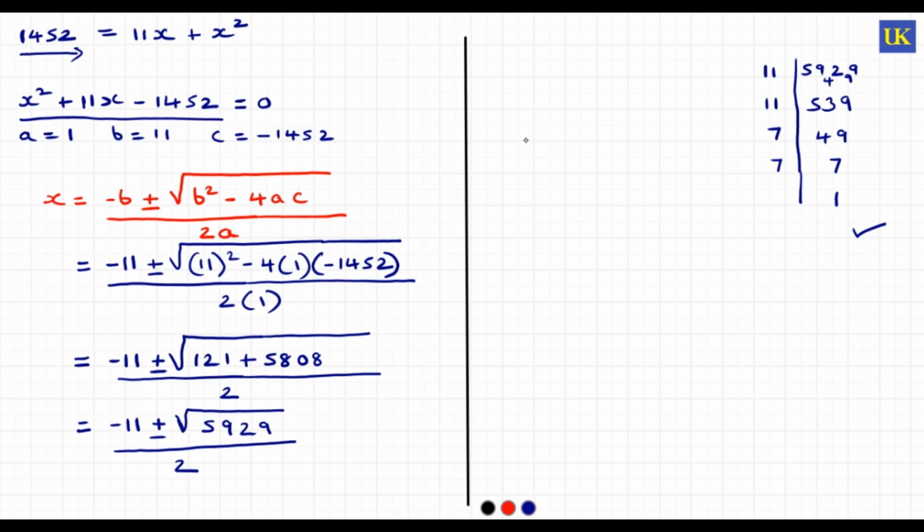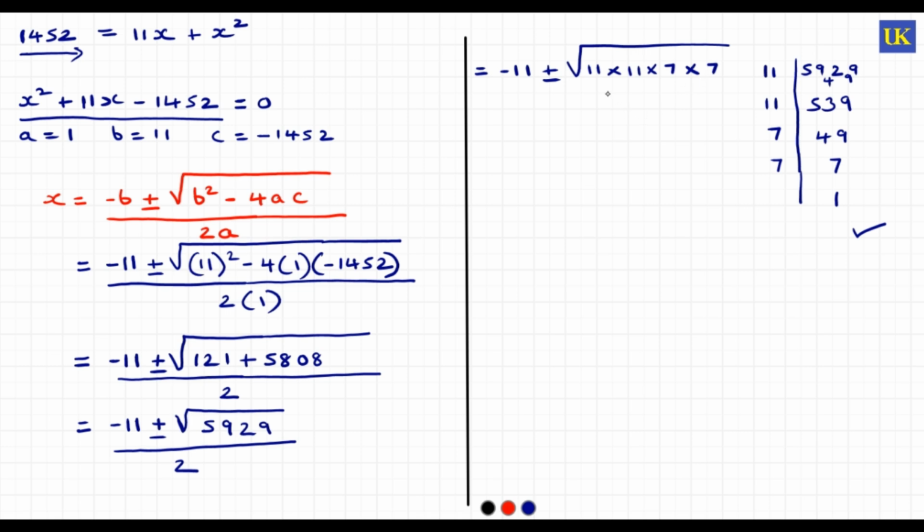Now we'll continue with this sum. So now we have found out the factors of 5929. So the same thing I will write now. Minus 11 plus or minus, in the root, instead of 5929 now, I will write the factors. Because if you multiply 11 into 11 into 7 into 7, we are going to get the same thing, 5929. So if you write 5929 or if you write all these numbers, it is one and the same.